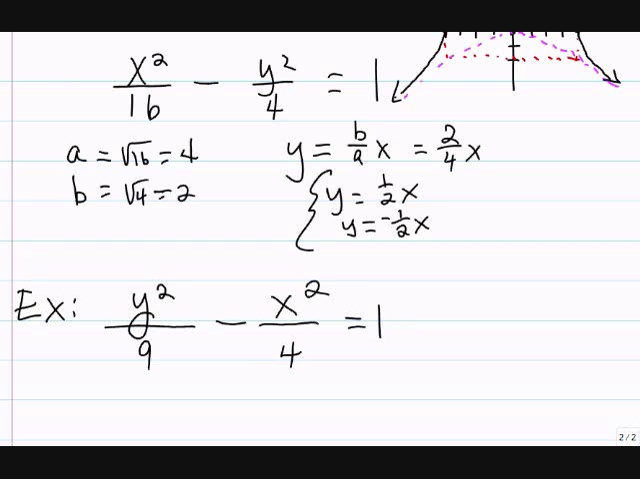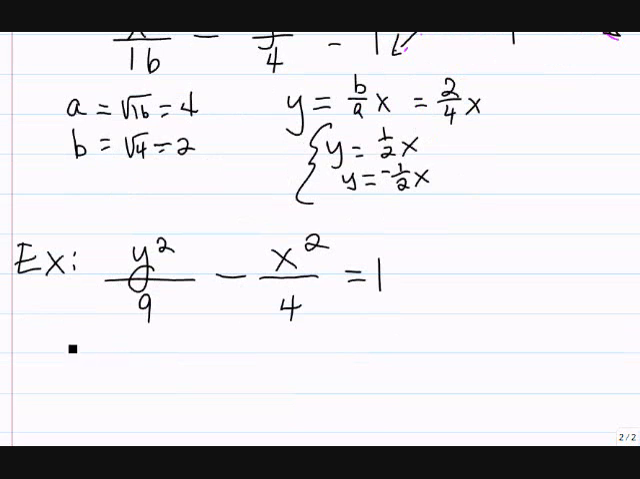Okay? This one is y squared minus x squared, so it is vertically oriented. The a is the square root of the number under the x squared, so my a is the square root of 4, which is 2. My b is the square root of the number under the y squared, so that's the square root of 9, that's 3.